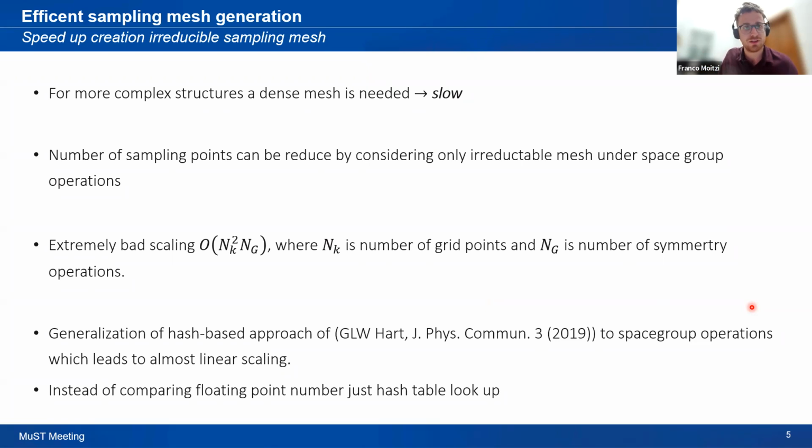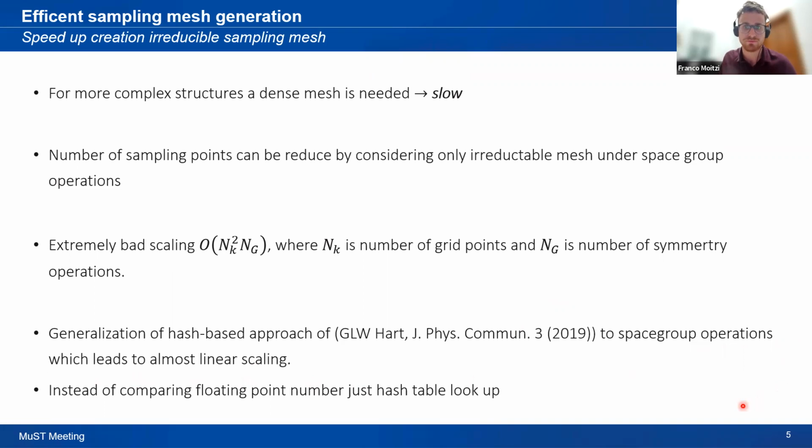To circumvent this whole problem, we generalized a hash-based approach by Hart to also handle space group operations. He had just used it for point group operations to get these irreducible wedges for the k-points. And this leads to an almost linear scaling algorithm.